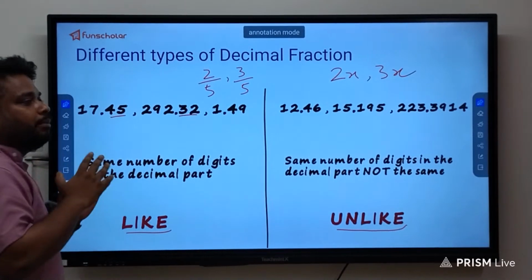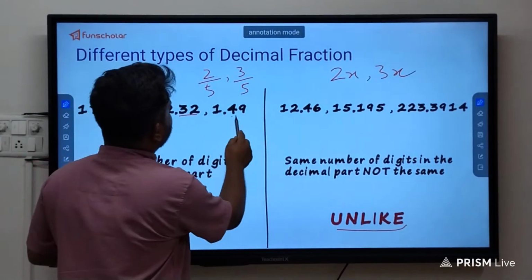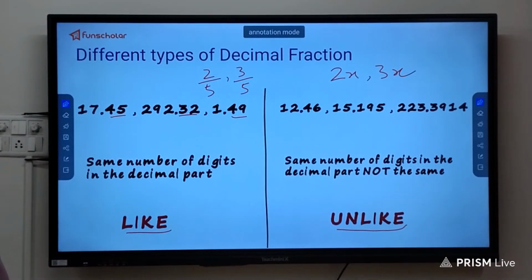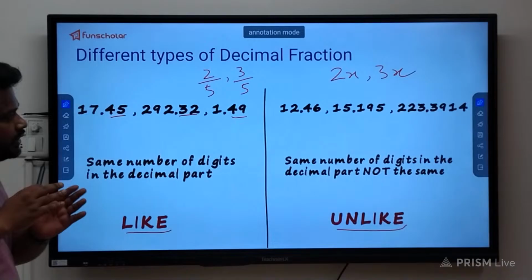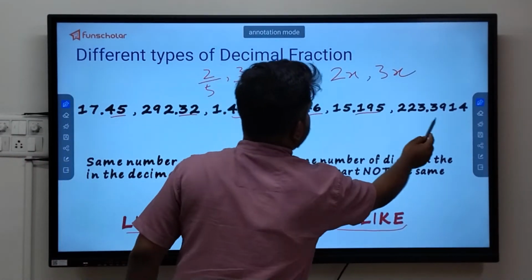After the point, if the counting of the numbers is the same, then they can be called likely decimal numbers. Okay, and if they are not the same, then they are unlikely decimal terms.